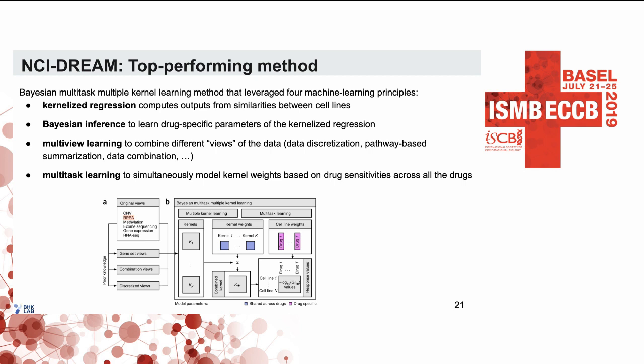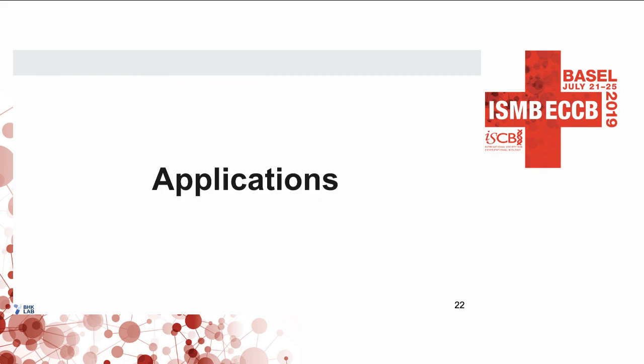And then they also used Bayesian inference because the data was so noisy. They wanted to have some probability to assess the models. So this is a very complicated model they worked on, and it was the winner of the NCI-DREAM. But you can think of simpler models to do machine learning on these data sets.